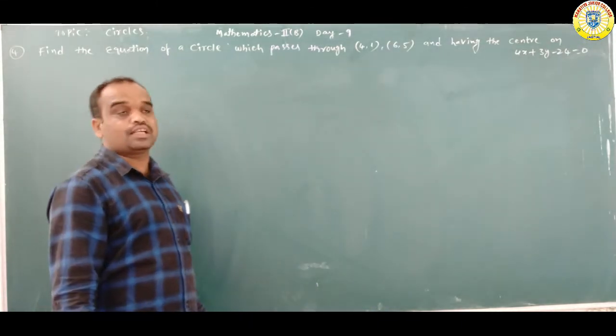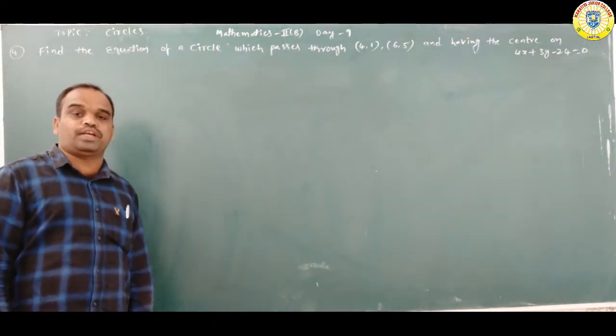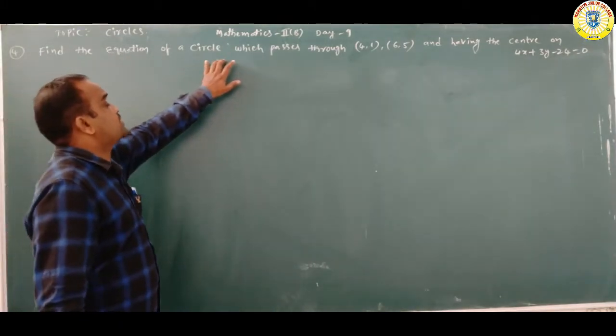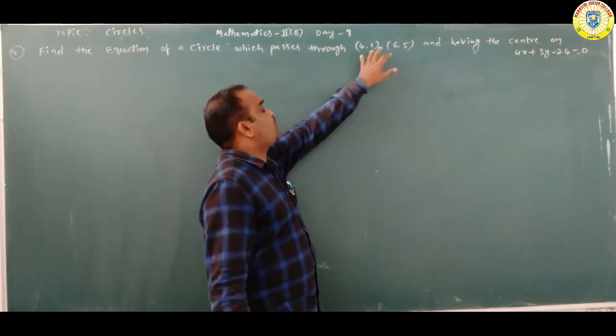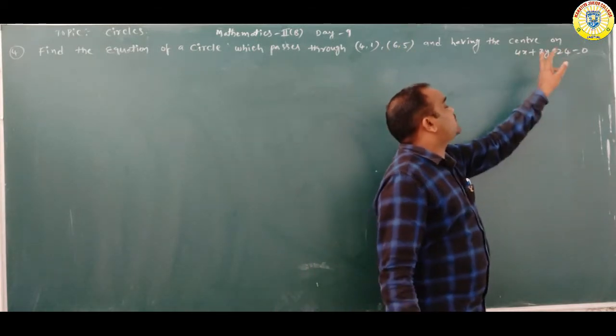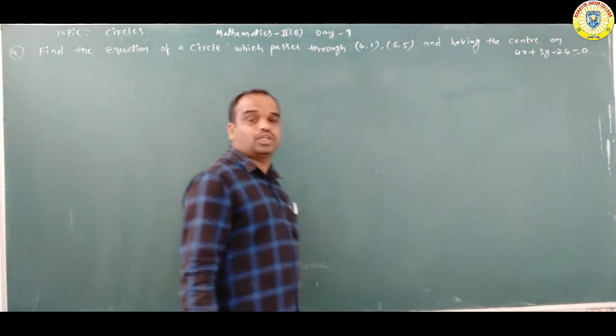See here, what is our online topic? Circles. Already some problems are completed. Now the continuation problem, fourth one. Find the equation of a circle which passes through (4, 1), (6, 5) and having the center on 4x + 3y - 24 = 0.